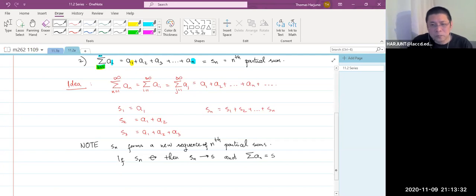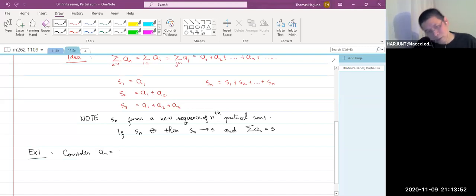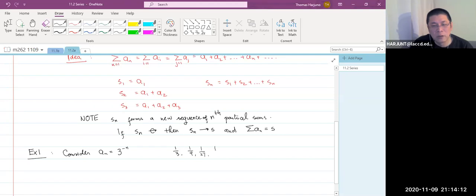Let's practice with this. I hope by doing so, you can imagine what we are dealing with. For example, consider the sequence 3 to the negative n. We usually write it this way. So the first term is 1 over 3, 1 over 9, 1 over 27, 1 over 81, 1 over 3 to the 5th, and on, right?